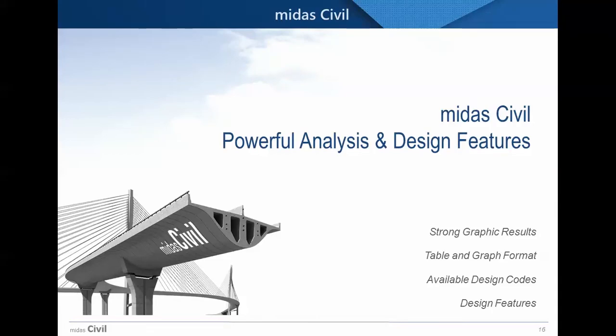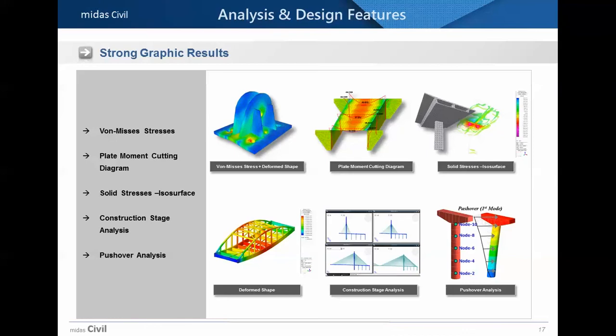So the next features are related with the powerful analysis and the design features. The strong point in the Midas Civil is the high quality graphic result. Because of this high graphic result, lots of engineers currently use this Midas Civil. When we submit our report or do the presentation to the contractor, the high quality graphic result will make our report attractive. And even though we rotate or zoom in and out, it keeps constant high graphic quality.